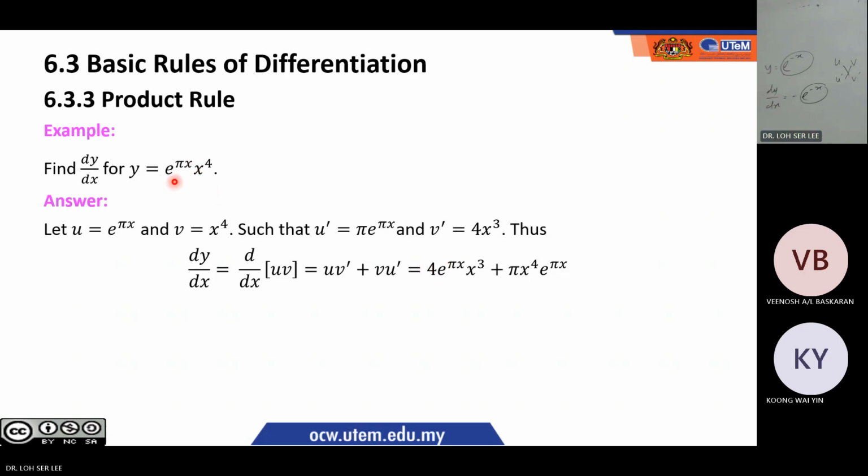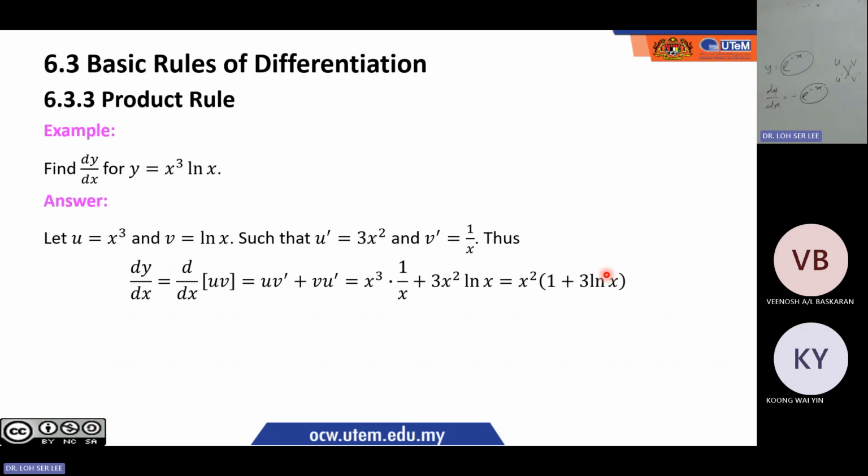Let's say I copy this e^(πx), then I differentiate this one and I get 4x cubed. Then plus, now I copy the x to the power of 4 and I differentiate the exponential function. I get πe^(πx). So use any way that you prefer, as long as you get the correct answer.